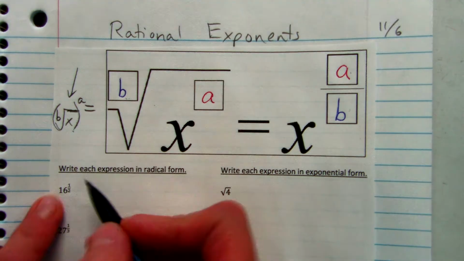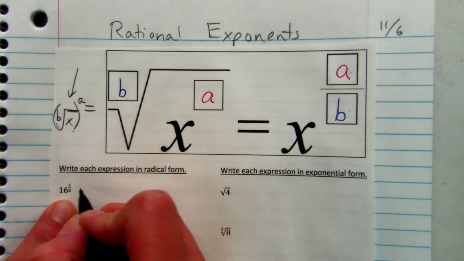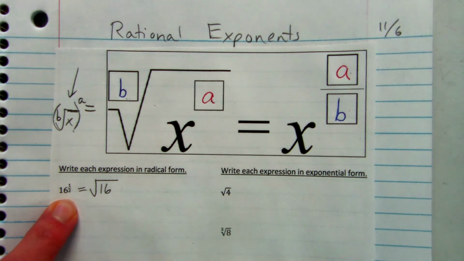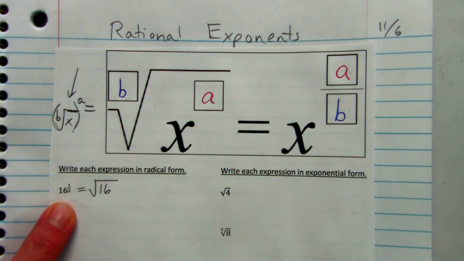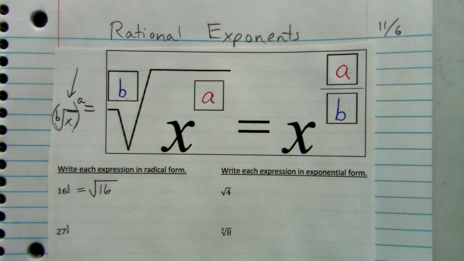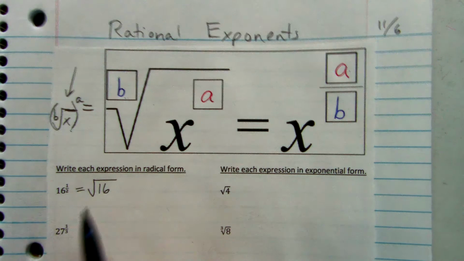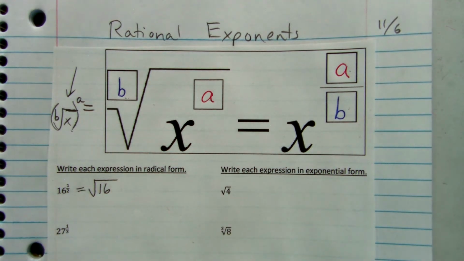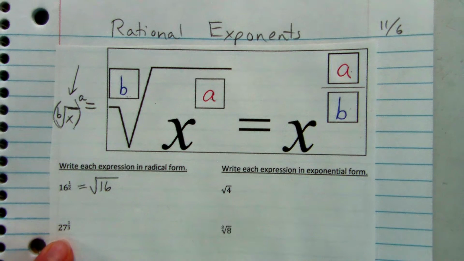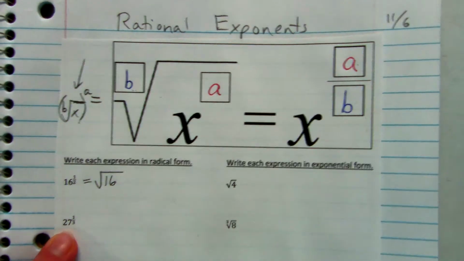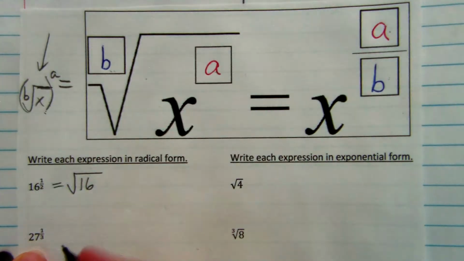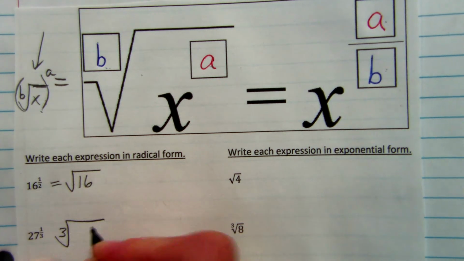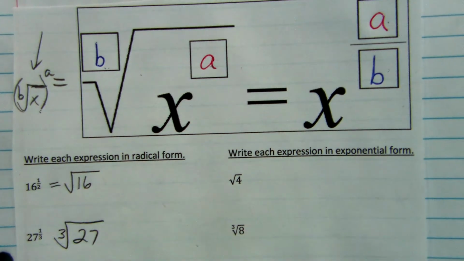So if I see 16 to the 1/2, that just means square root. It's the square root of 16, which you could go ahead and say is 4. But we're just learning how to go back and forth between the radical and the power, so not a big deal there. If I see 27 to the 1/3, 1/3 is a cubed root. So you put a little 3 inside the check mark part of your radical, and the 27 goes inside.